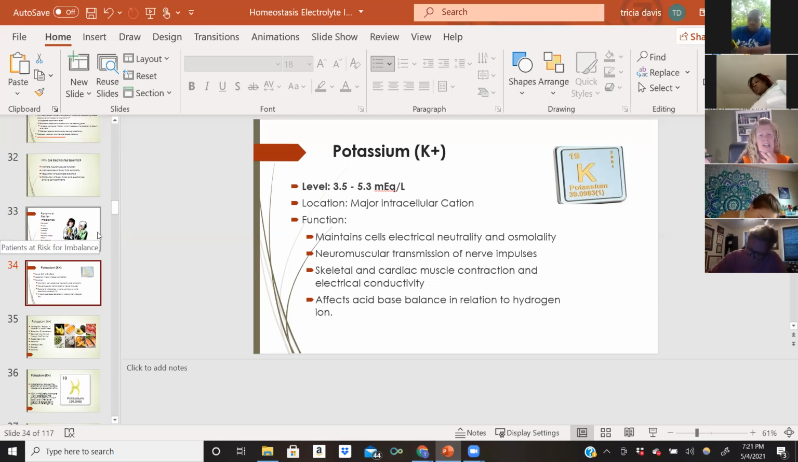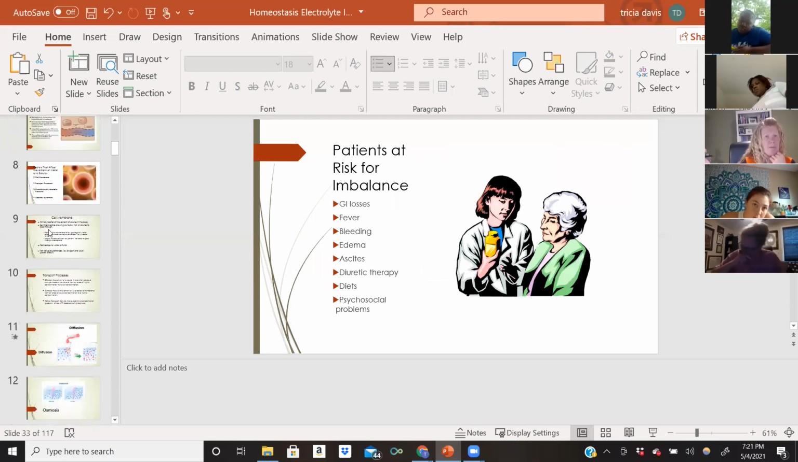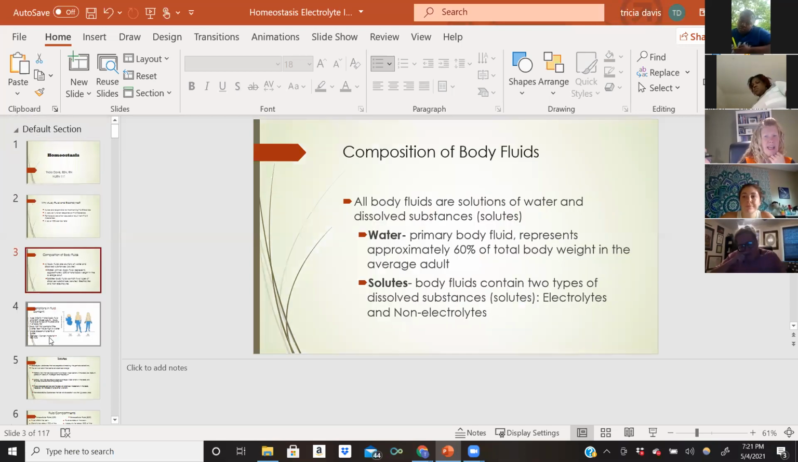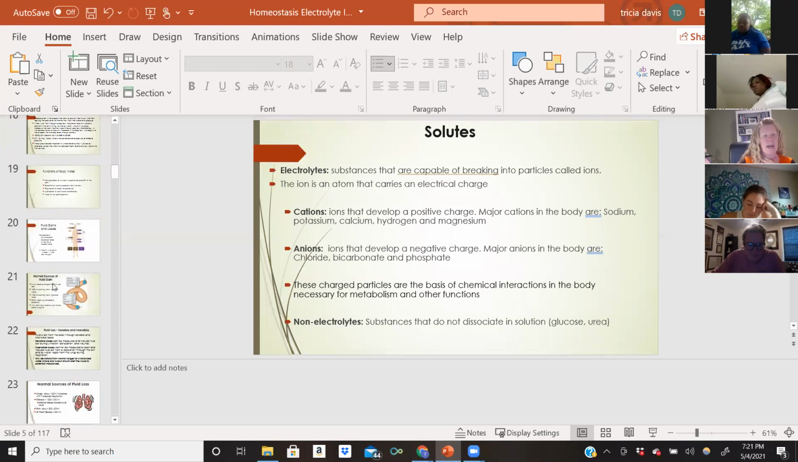So we said earlier that we talked about cations and anions. Cations, are they a positive charge or a negative charge? Positive. Yes, very good. So there you have it. There are your cations: sodium, potassium, calcium, hydrogen, and magnesium. They are positive.